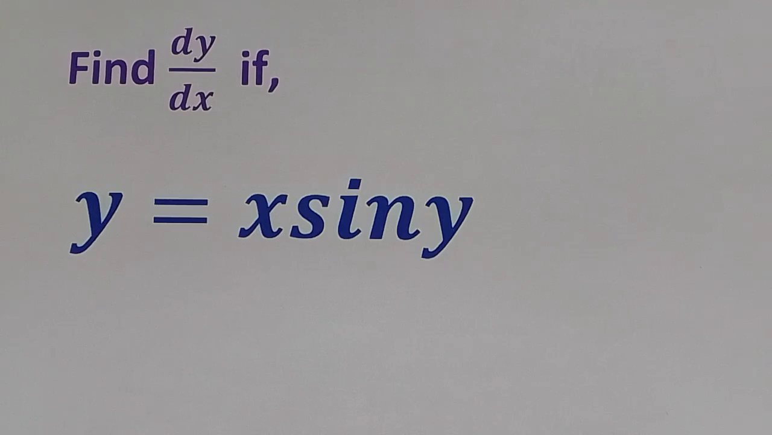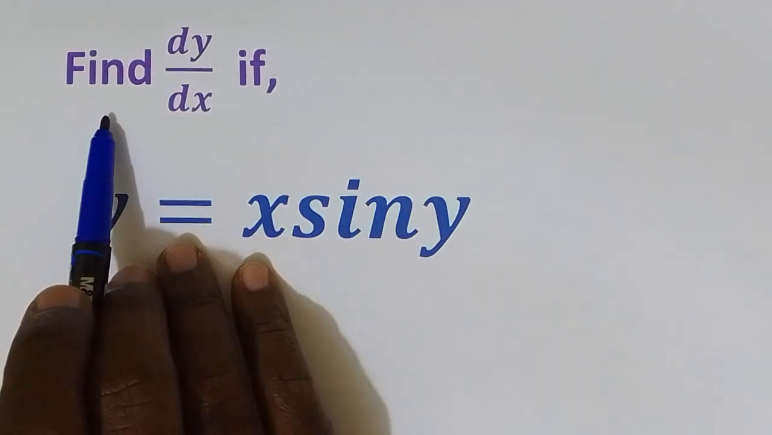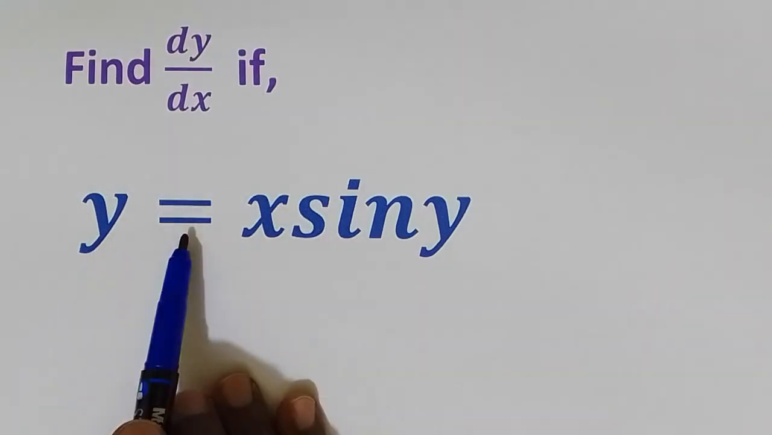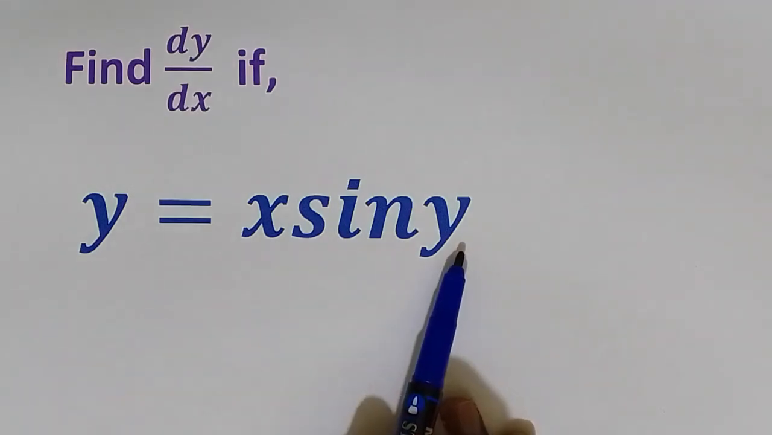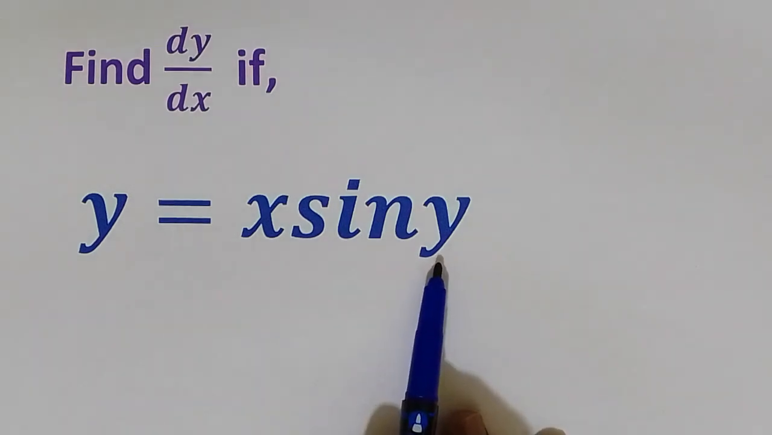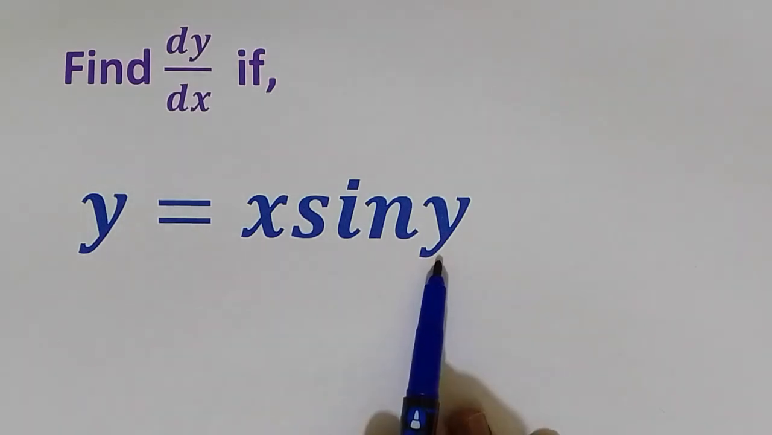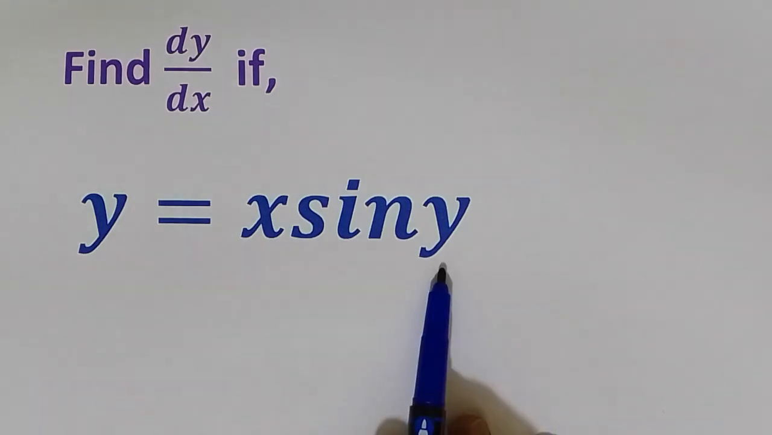We have an implicit function. We are going to differentiate it. It says find dy/dx if y is equal to x sine y. Since this function is expressed in terms of x and y, we are going to use implicit differentiation. And here we are going to use the product rule.